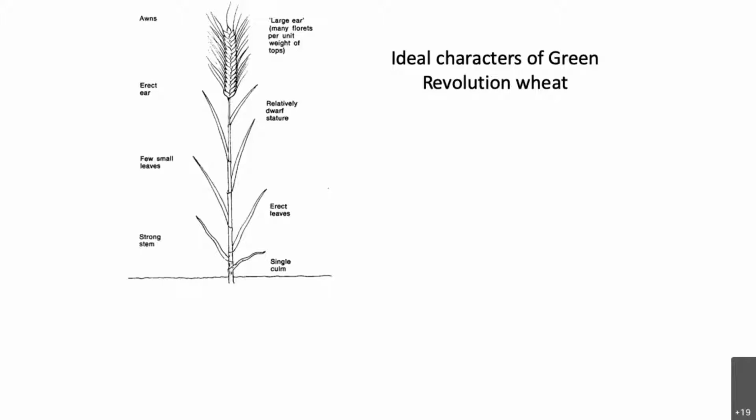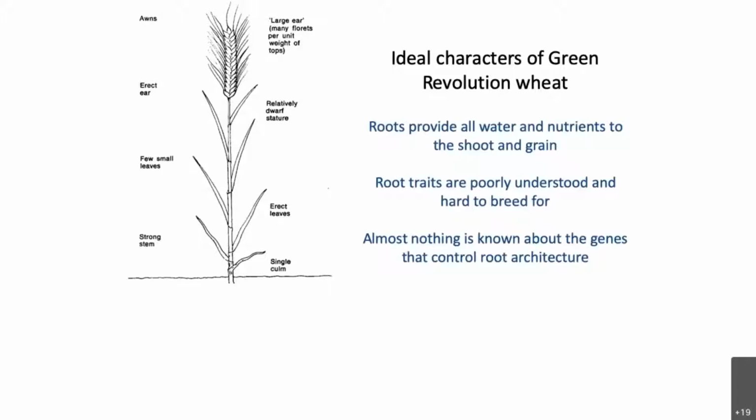But what you might notice here is there's quite a large gap, and the root systems were only mentioned a few times. Essentially, we know very little about the ideal characteristics of a root system for a given environment for agronomic production. Obviously, roots provide all the water and nutrients to the parts that we normally think about of a plant. Root traits are poorly understood. I think this audience knows better than most. They're incredibly difficult to breed for, and we know almost nothing about the genetic control of roots.